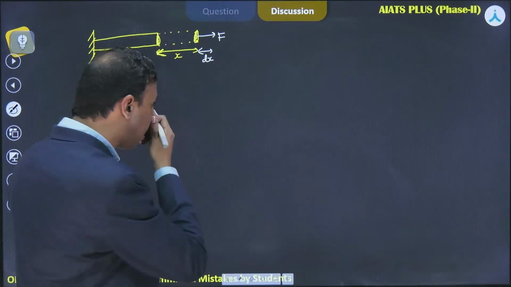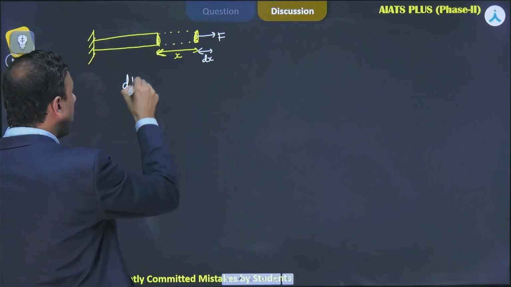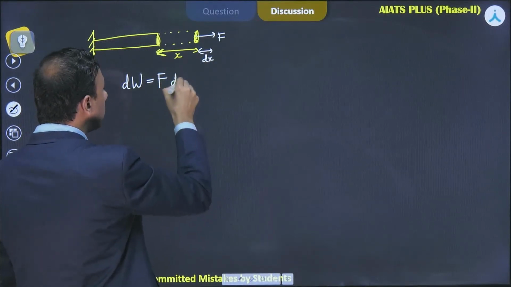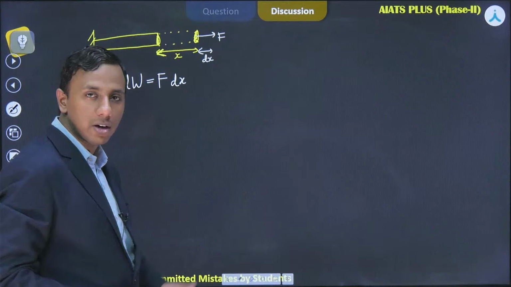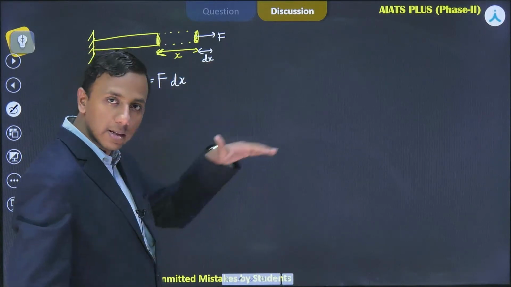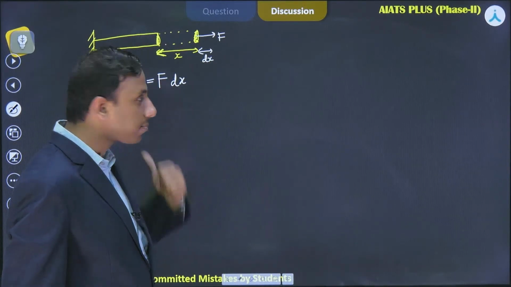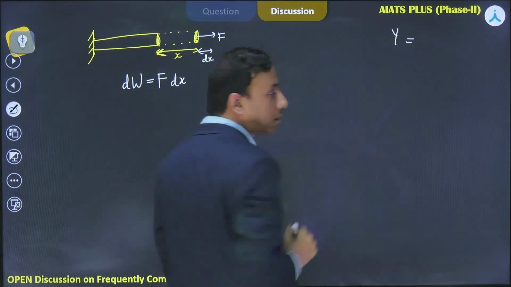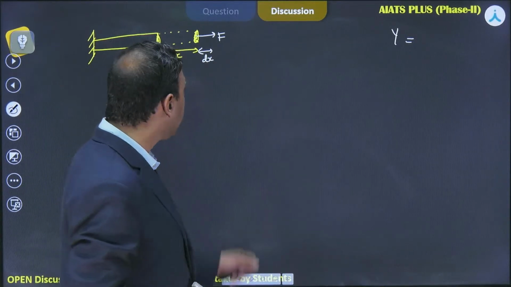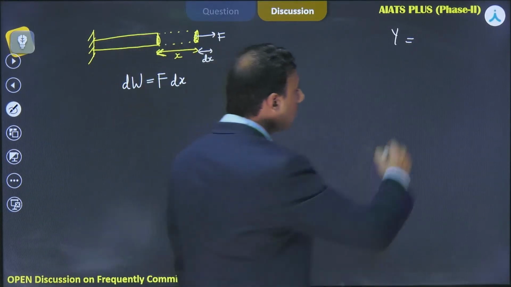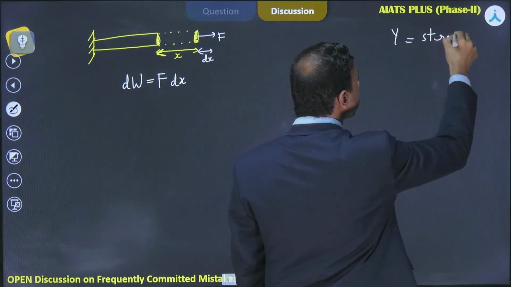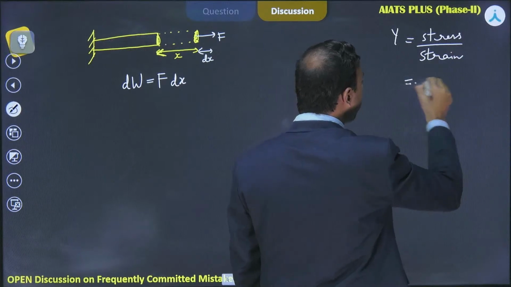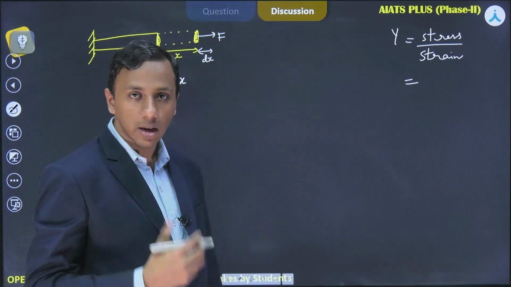It will elongate. So what can I say the work done is? Small work done. What can I write it as? It would be nothing but F dx, isn't it? The work done, force and the displacement are in the same direction. This would be it. And if you remember from Hooke's law, we had talked about Young's modulus. So Young's modulus is stress upon strain, isn't it? Stress upon strain. So please remember this formula. It would come in handy when we do the next questions, right?